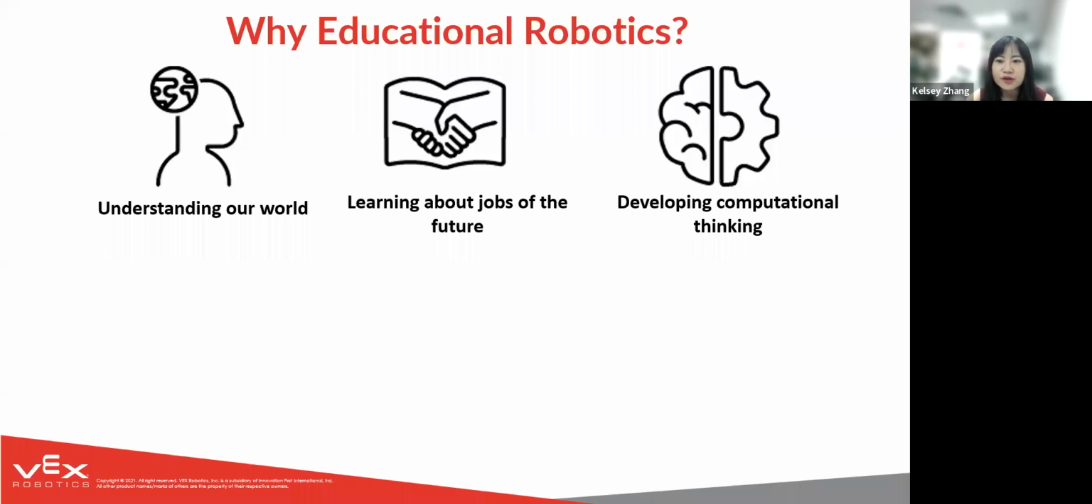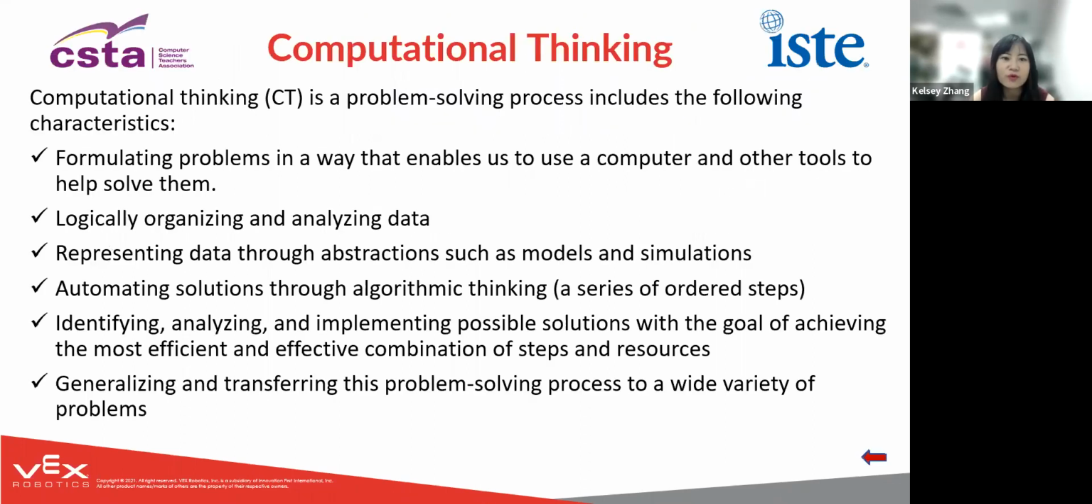And another point I wanted to mention here is developing computational thinking. So we want to help students develop their computational thinking. So here is the definition of computational thinking, co-developed by the International Society for Technology in Education, ISTE, and the Computer Science Teachers Association, CSTA. Computer science and robotics go hand in hand. Education robotics can be an effective tool to teach computational thinking.